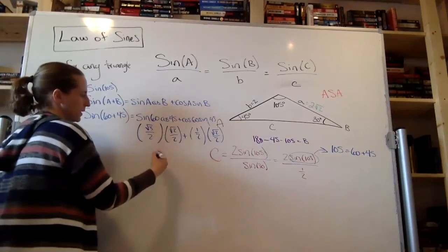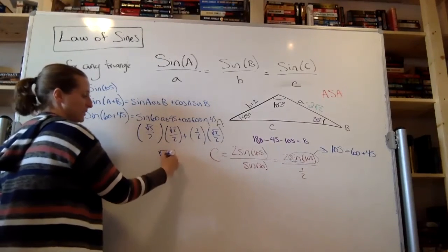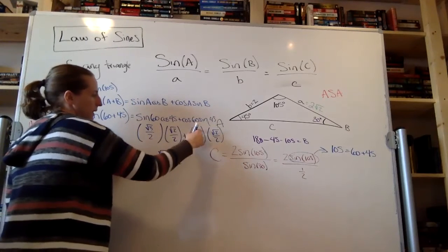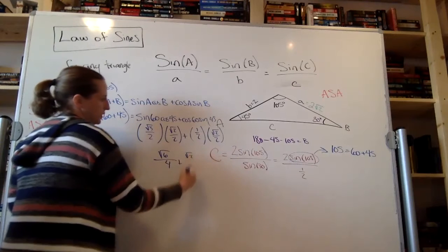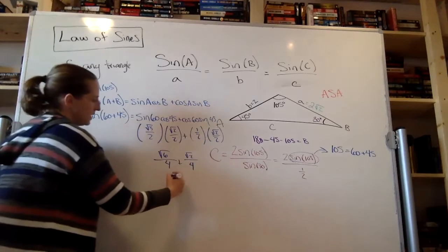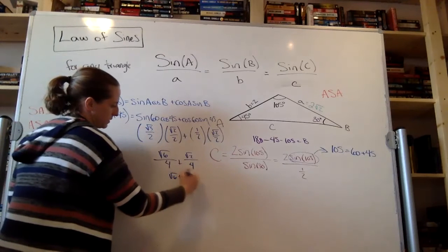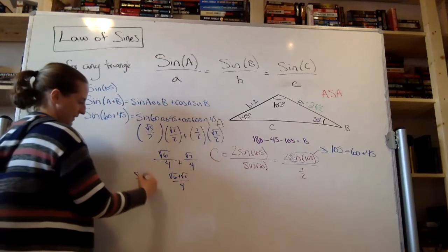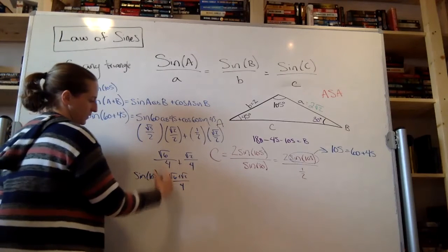Square root of 3 times square root of 2 is the square root of 3 times 2, or the square root of 6, over 2 times 2 is 4. Plus 1 times the square root of 2 is square root of 2, over 2 times 2 is 4. Common denominator already. So we end up with square root of 6 plus square root of 2 over 4. So that, remember, is what sine of 105 is equal to.